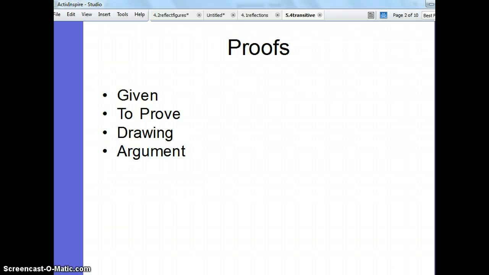And the argument is what we're going to have to fill in, and that is statements and conclusions that go from the given to what we're trying to prove.